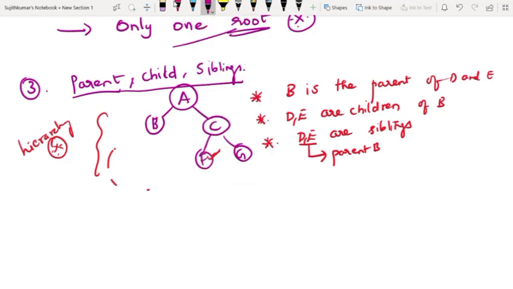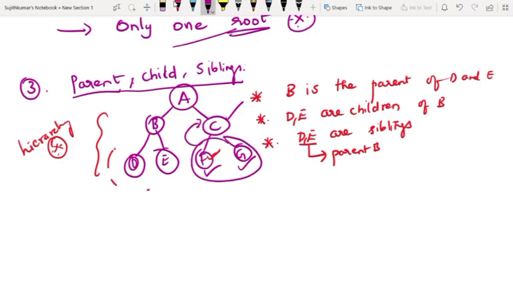Okay, I had a B here, right? What are the other references I could make? Again, C is the parent of F and G. I hope it is clear to you. And F and G are children of C. And again F and G are siblings. Those are the three inferences.